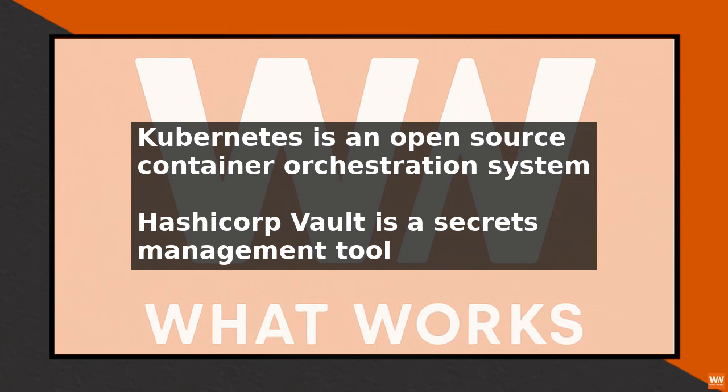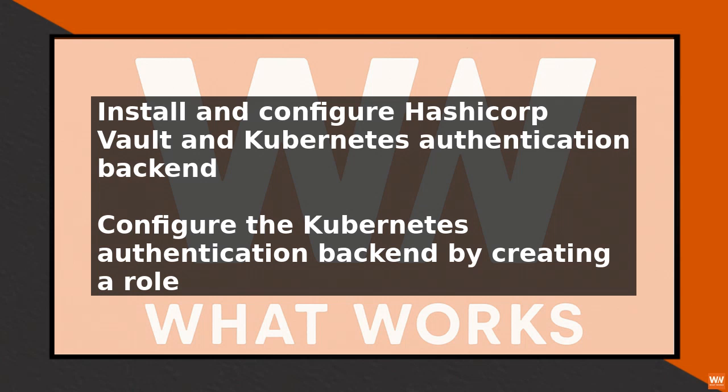The Kubernetes Authentication backend allows you to authenticate with Vault using a Kubernetes service account. Next, you need to configure the Kubernetes Authentication backend by creating a role that specifies the parameters for the authentication. This includes the bound service account and the bound namespace.